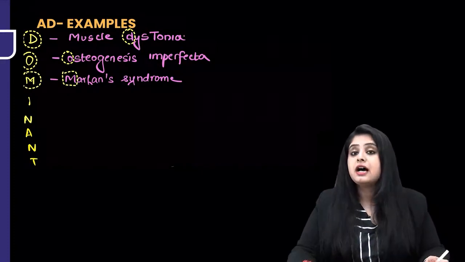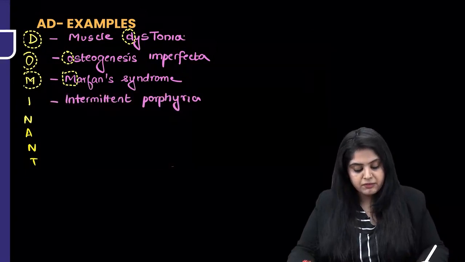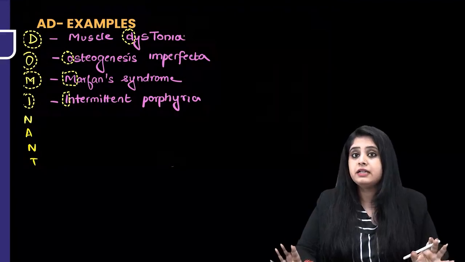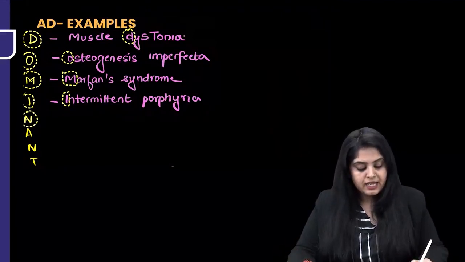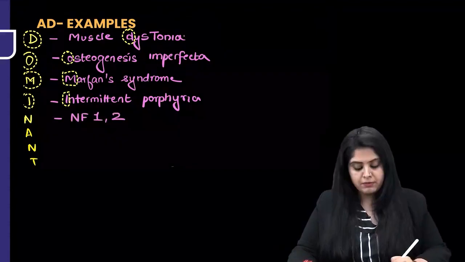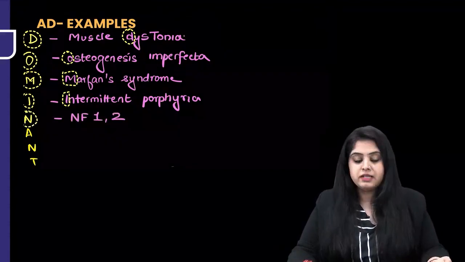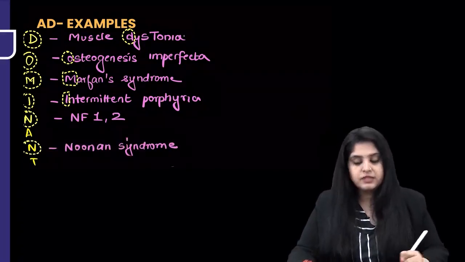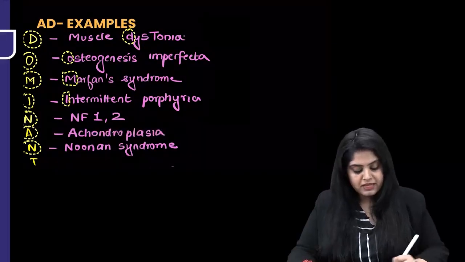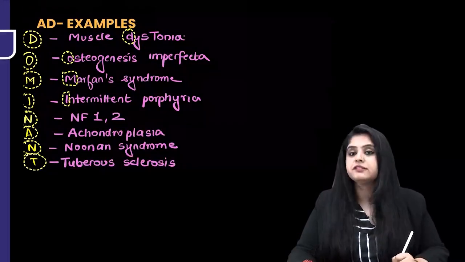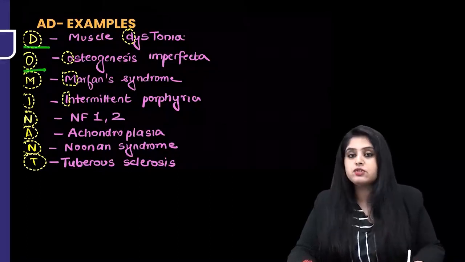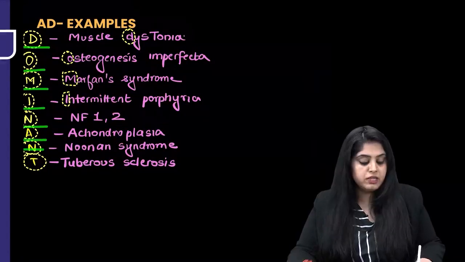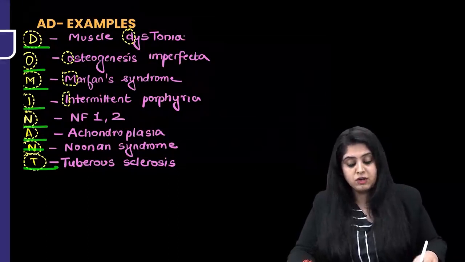M for Marfan's. I for intermittent porphyria. Please remember, there are lots of I's. Don't confuse. I'll keep reminding you of all the I's. So I's are intermittent porphyria. Then N and N. Actually both NF1 and NF2 are going to come up over here. NF1 and NF2 both will come up. Next, there's another N as you can see over there. That N stands for Noonan syndrome. A stands for achondroplasia and T stands for tuberous sclerosis. So remember, muscle dystonia, osteogenesis imperfecta, Marfan's, intermittent porphyria, NF1, NF2, Noonan syndrome, achondroplasia, tuberous sclerosis. All of them are dominant.